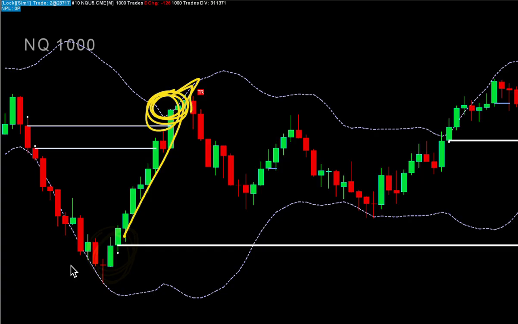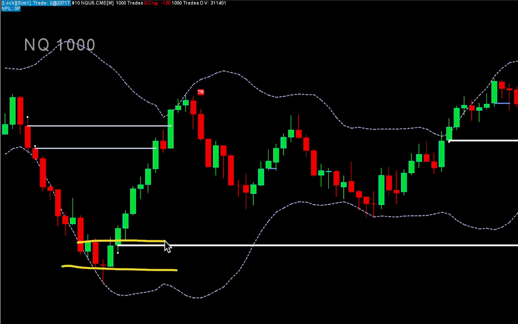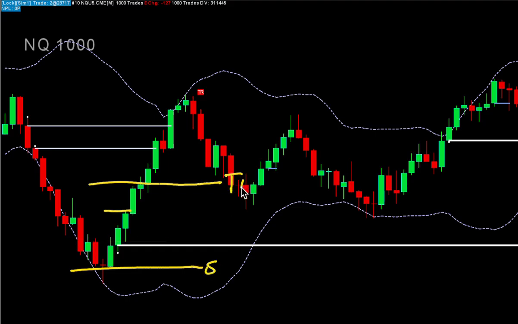Ideally, you'd have a 2-to-1 ratio. So here, entered here, my stop loss is here. 1, 2. So there's my take profit, and there's my stop loss. So stop, take profit, and there is my entry right there. All right? So that's what I would do.